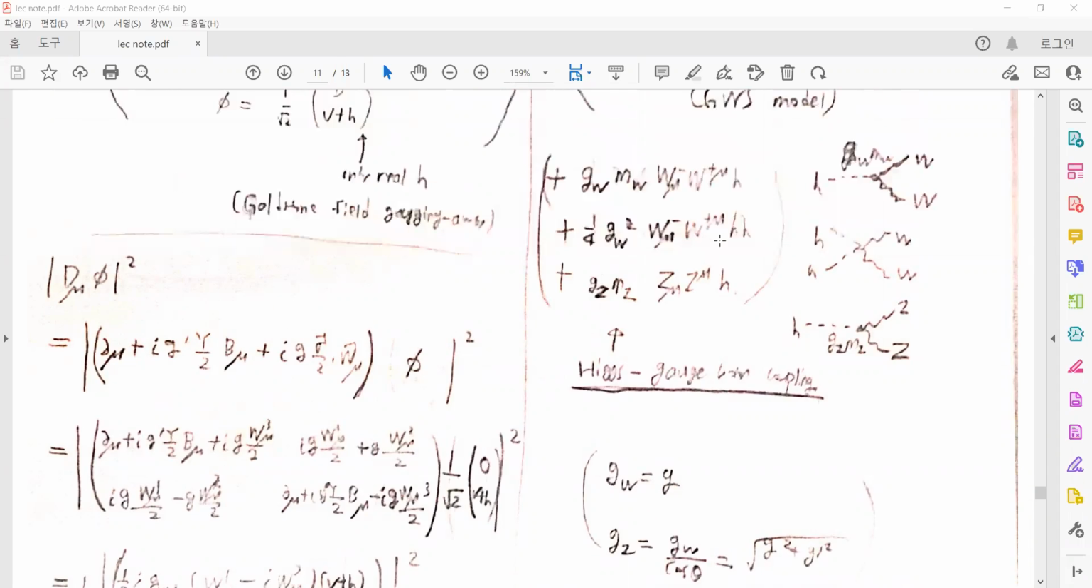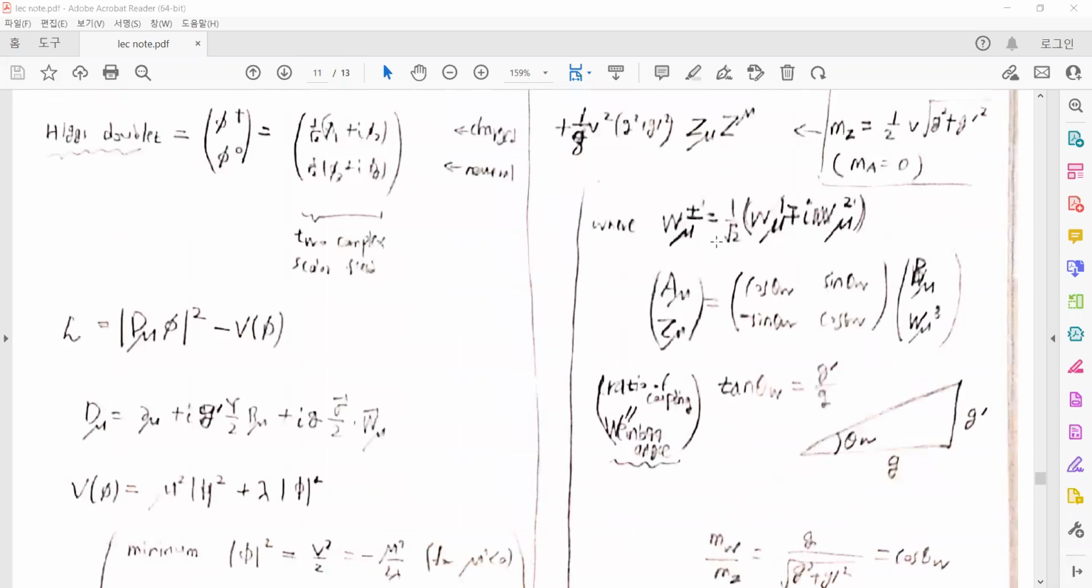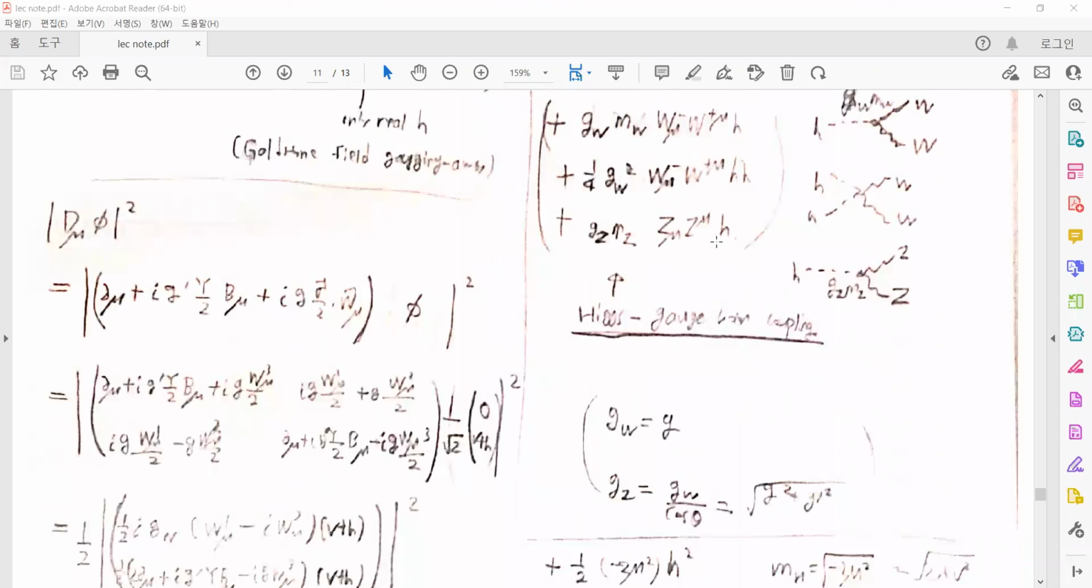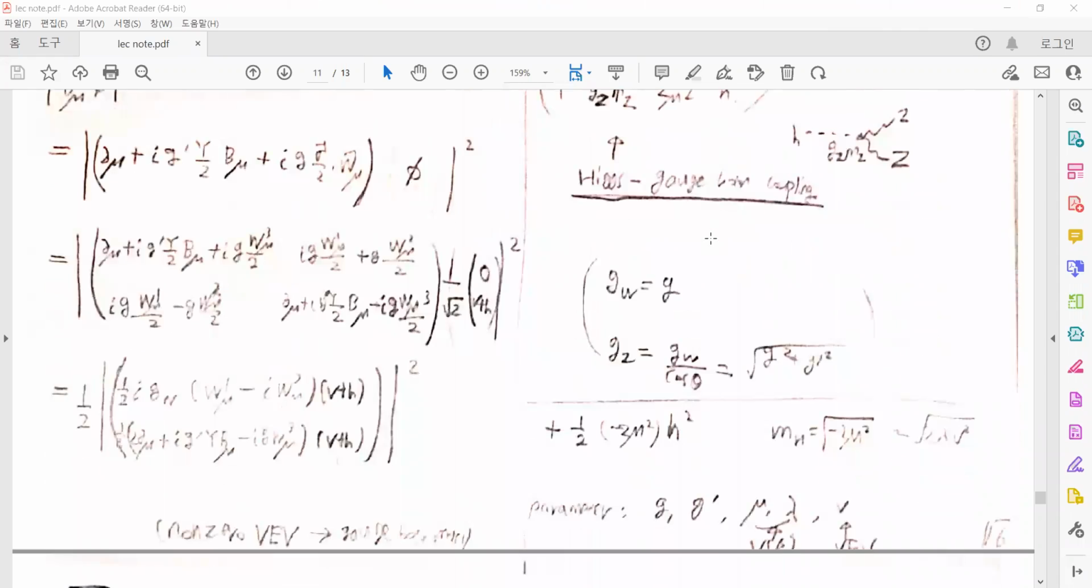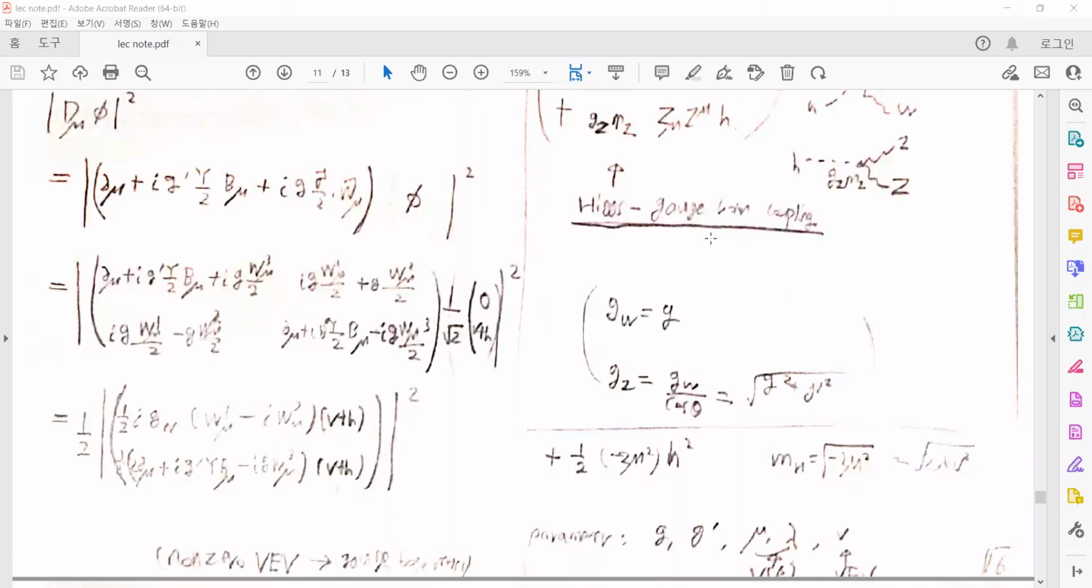Maybe there will be some explanation of the gauge interactions, which I will explain in tomorrow's session. The point is that the gauge bosons acquire mass through the non-zero vacuum expectation value, and there are couplings between the Higgs field and the gauge bosons in the standard model.